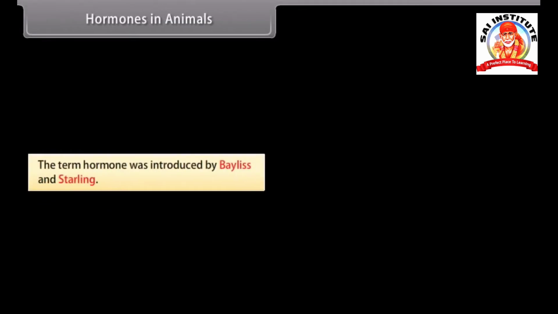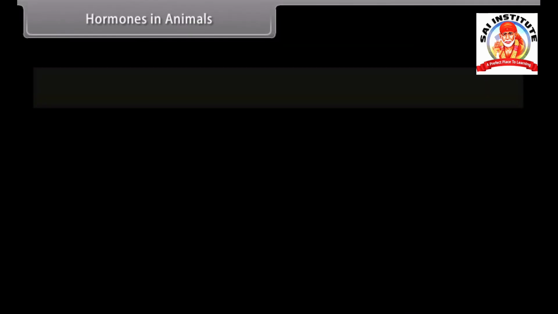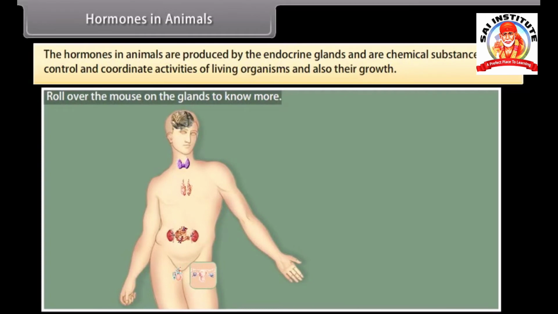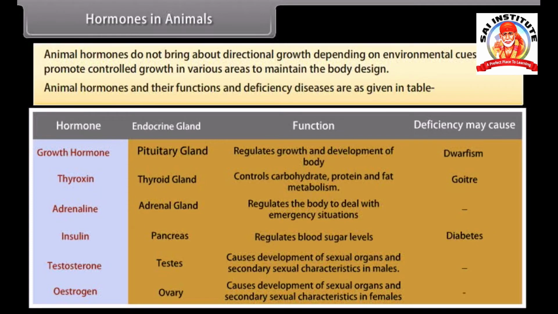Hormones in animals. The term hormone was introduced by Bayliss and Starling. The hormones in animals are produced by the endocrine glands and are chemical substances that control and coordinate activities of living organisms and also their growth. Animal hormones do not bring about directional growth depending on environmental cues, but promote controlled growth in various areas to maintain the body design. Animal hormones and their functions and deficiency diseases are as given in table.